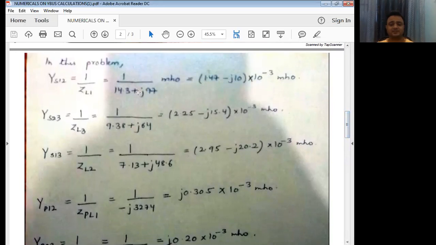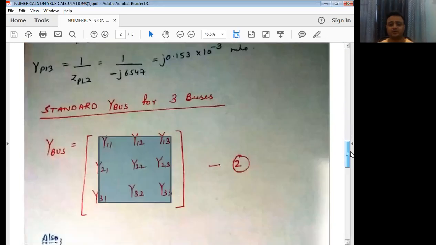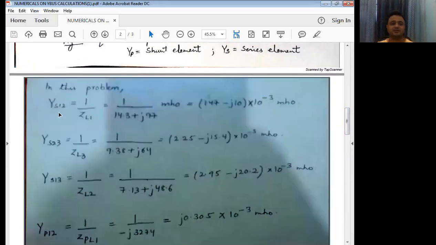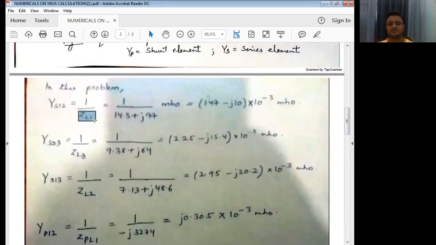Now firstly, before calculating these variables, you have to define the admittance, because in the numerical impedance is given, not the admittance. So admittance you have to calculate first. So admittance is the inverse of impedance.